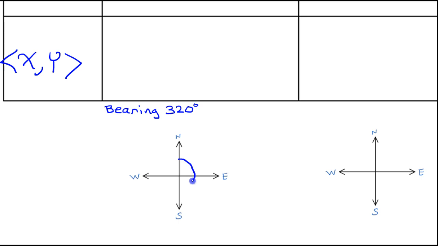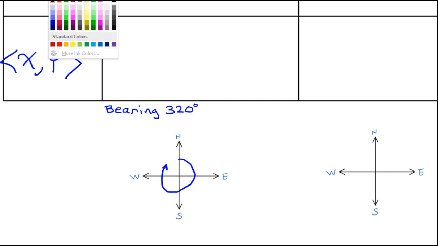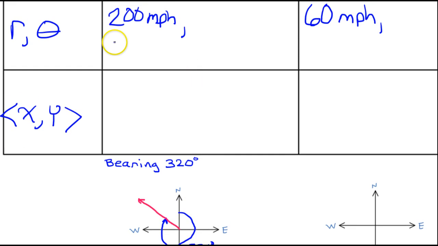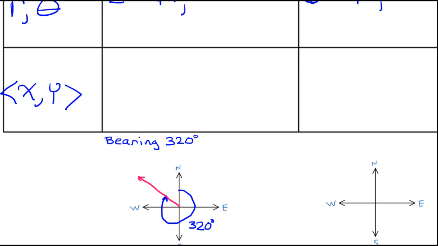So far that's 90 degrees, 180 degrees, 270 degrees. So 320 degrees is definitely going to be here in the second quadrant. So let's draw a vector here in the second quadrant. Okay, so that is our bearing of 320 degrees. Now, for the purposes of this chart, when we talk about magnitude and direction, this direction needs to be measured from the positive x-axis. So we need to really redo this.